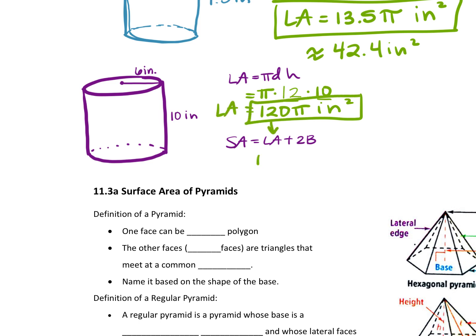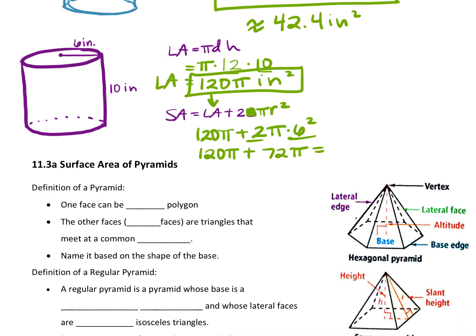That then is going to get plugged in right here. 120 pi plus 2 pi r squared. Pi times, what's r? 6. 6 squared. Okay, so this is 120 pi plus 36 times 2 is 72 pi. So you're going to add that together. 120 plus 72 is 192 pi square inches. That's your surface area.